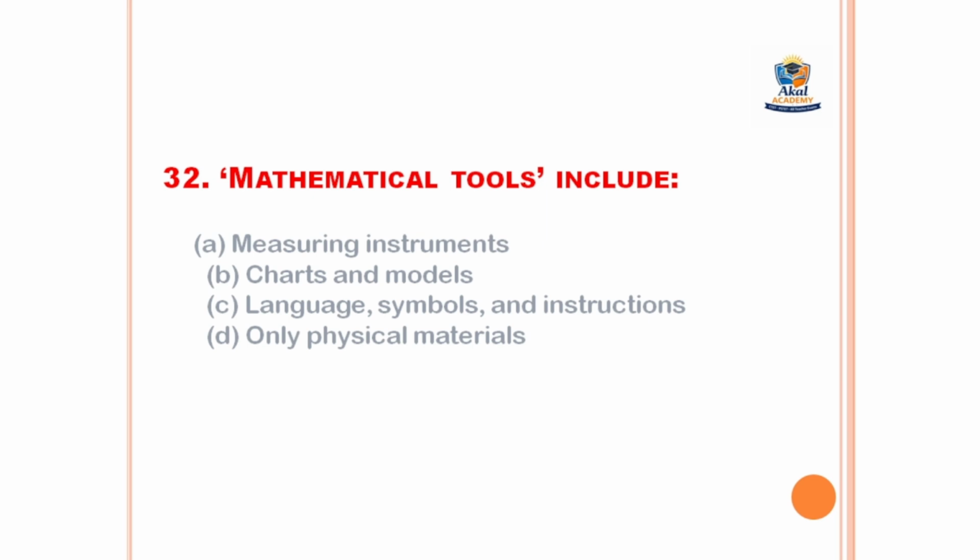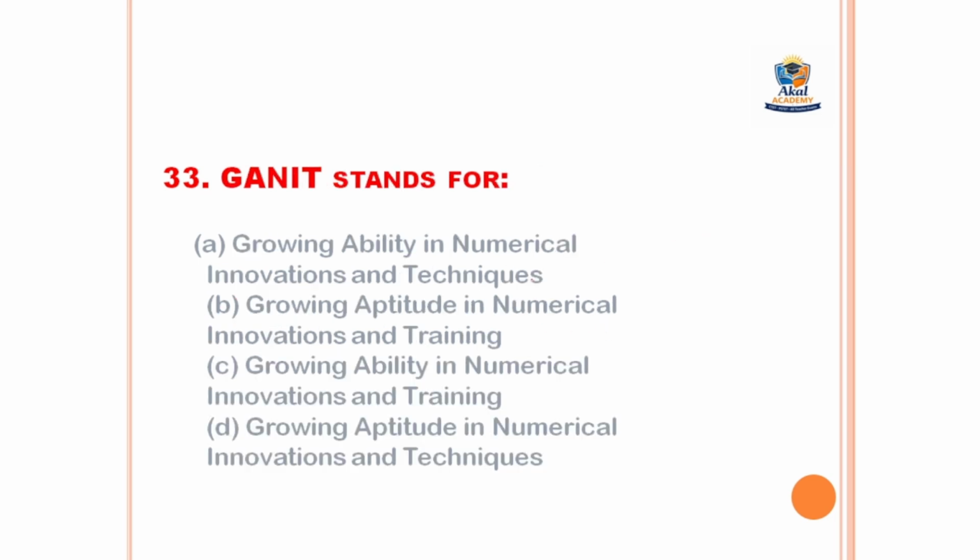Sorry, 32. Mathematical tools include option A, measuring instrument, charts and models, language, symbols and instructions, only physical material. Option C, language, symbol and instructions.